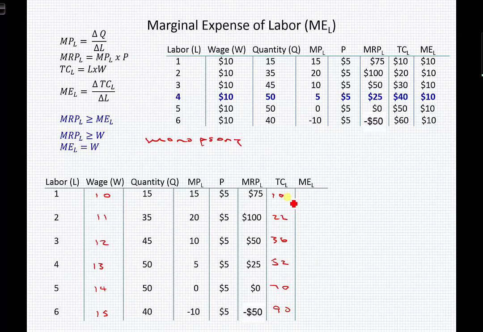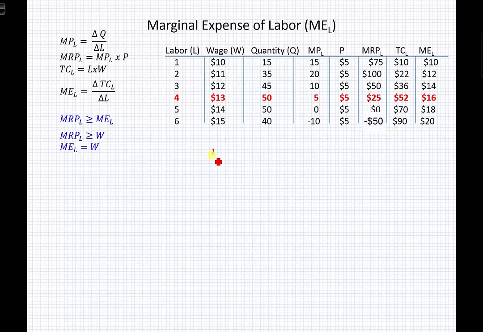So the change in total cost from 0 divided by change in labor is going to be 10. But now we have 12 divided by 1, so 12. And now we have 14. And then we're moving to 16 and 18 and 20. So now we're going to create a marginal expense of labor relation that looks similar to, but won't be right in line with the labor supply equation or the labor supply curve. So let's think about what that looks like. It's going to present itself something like this.